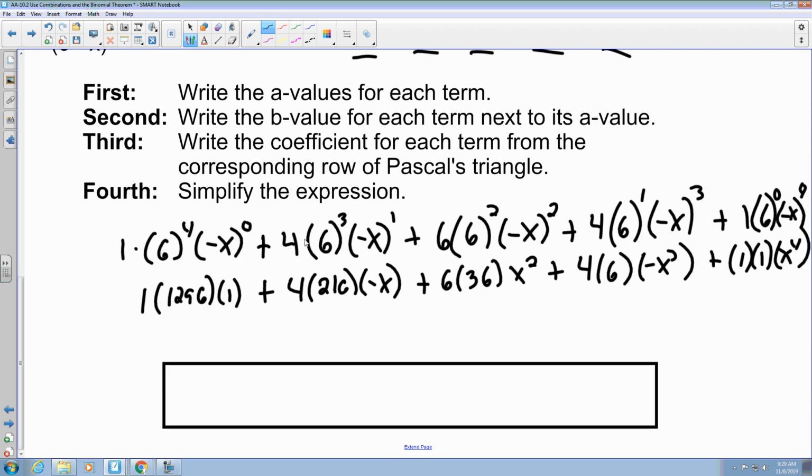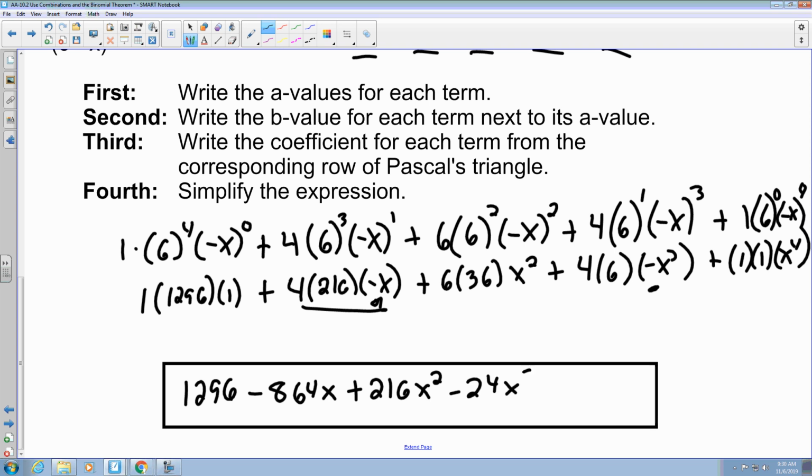So to finish up, this will be positive 1296. And then because of the minus here, this is going to be minus 4 times 216, which is 864x, plus 6 times 36, which is 216, and that's going to be x squared. And then this will be a minus because of the negative, and it'll be 24x to the third, and then it's going to be plus x to the fourth.